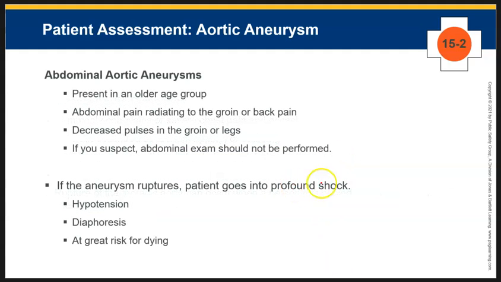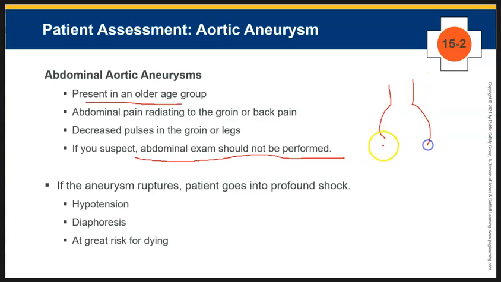Aortic aneurysms may present in the older age group, and if you suspect an aortic aneurysm is possible, do not perform an abdominal exam and put pressure on any of the quadrants. Because you've got this bulging in the aorta, pressure during your exam could lead to a possible rupture. Once that ruptures, the patient is going to go into profound shock, rapid drop of blood pressure, and they're at great risk for dying.